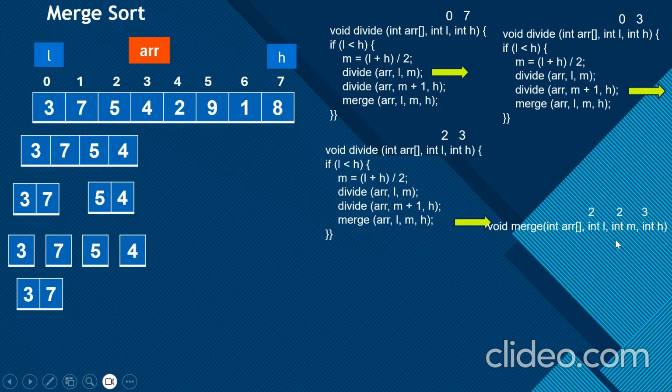So I would repeat for you. L represents the lowest index of the first sub-array, M represents the highest index of the first sub-array, M plus 1 represents the lowest index of the second sub-array, and H represents the highest index of the second sub-array. So this call would simply merge these two.